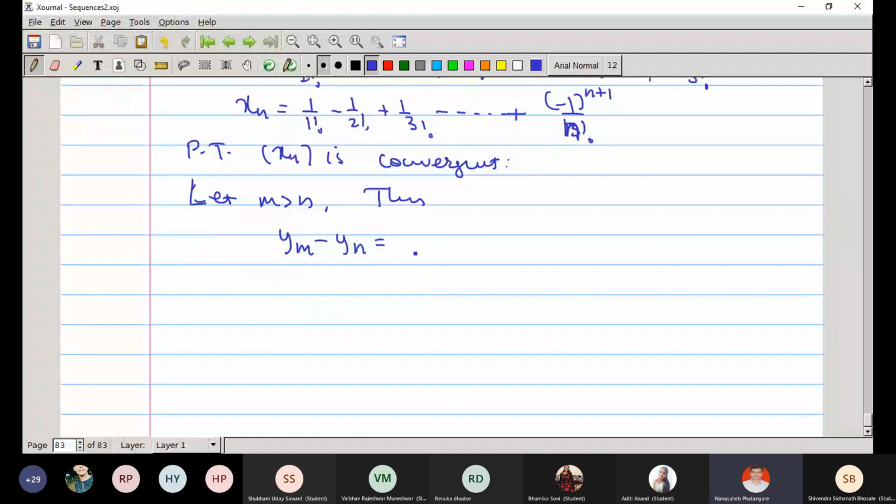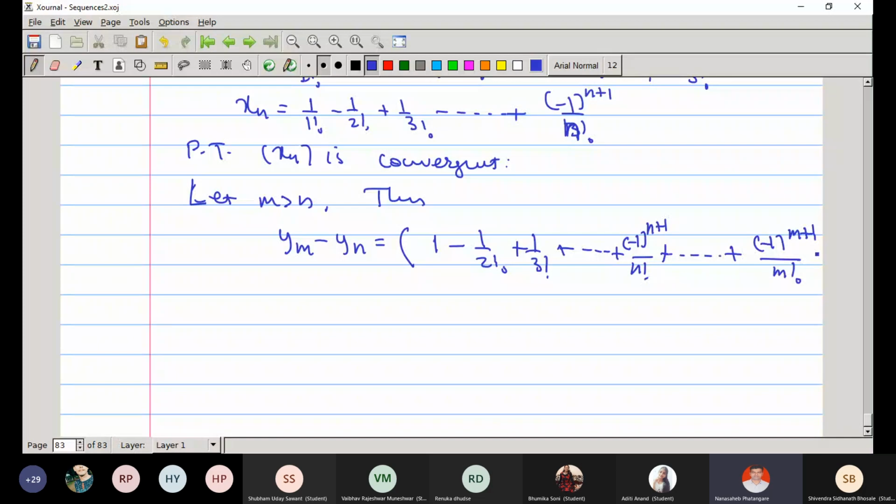So m is greater than n. Therefore, first write ym: 1 minus 1 by 2 factorial plus 1 by 3 factorial, and the final term is minus 1 raised to m plus 1 divided by m factorial. In between there will be somewhere minus 1 raised to n plus 1 upon n factorial and remaining terms. This is ym minus yn: 1 minus 1 upon 2 factorial plus 1 by 3 factorial and so on, minus 1 raised to n plus 1 upon n factorial. So this is yn. ym minus yn. So is it clear?